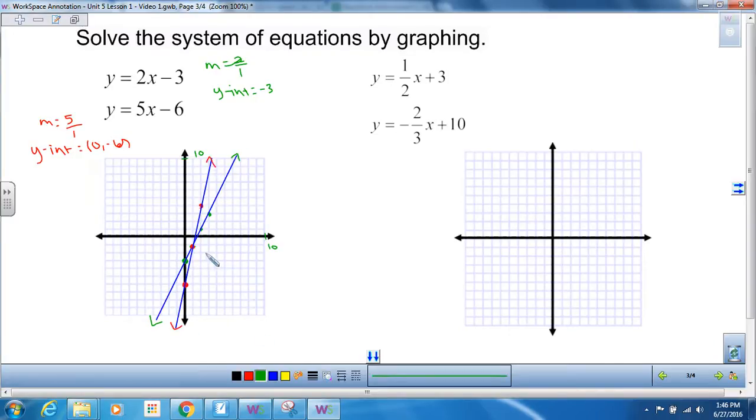Okay, so I see that they intersect right here. So this is my solution. This is my answer. That is 1, negative 1. So I write that as an ordered pair, 1, negative 1. That is my solution. Okay, so what we mean by solution is that it makes both equations true.